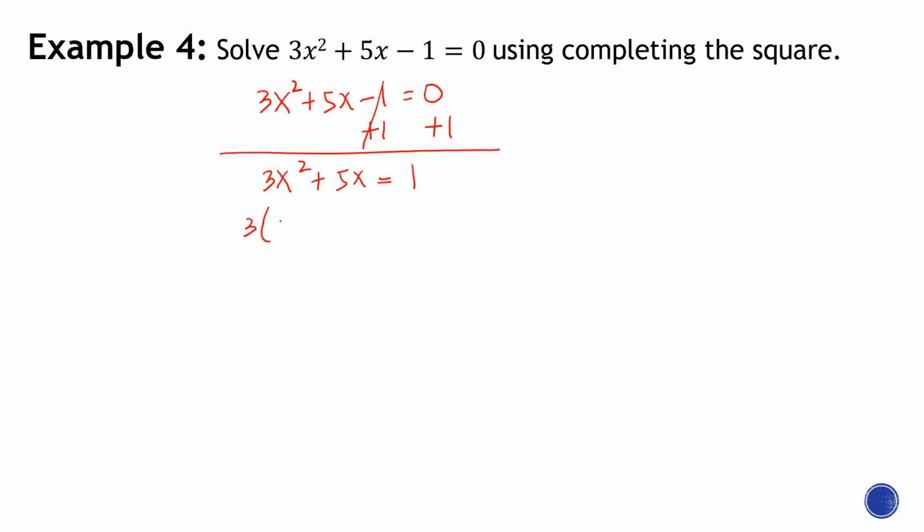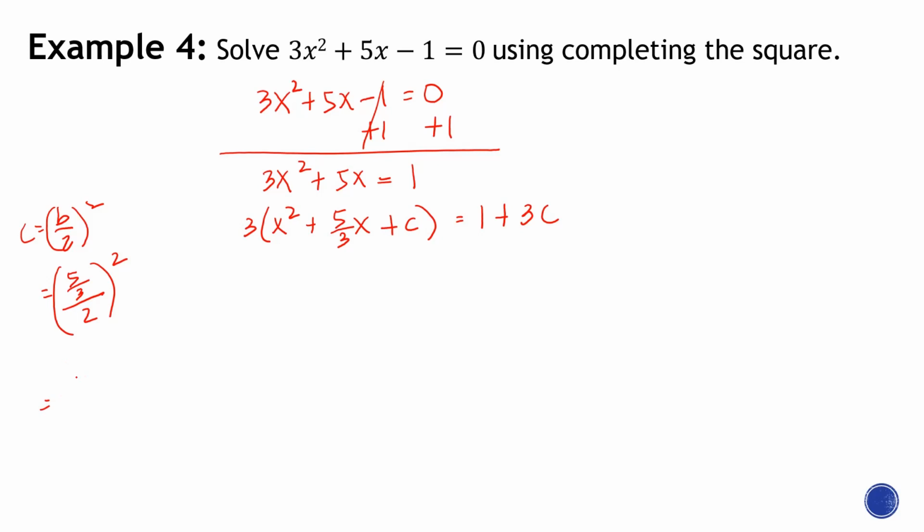So I'm going to factor out 3. This is going to be a fraction again. So 1 plus 3c. To solve for c, that's going to be b over 2 squared. Our b here is 5 over 3 divided by 2, and then squared. So that would be 5 over 6. Again, I told you the shortcut: if you have a fraction divided by a whole number, just multiply the whole number to the denominator, and that's going to be the answer. Squared, that's 25 over 36.